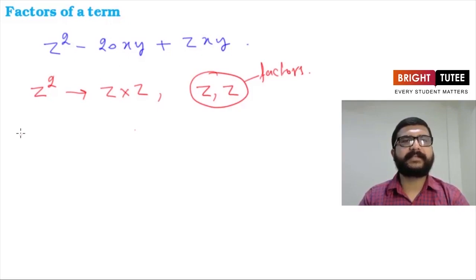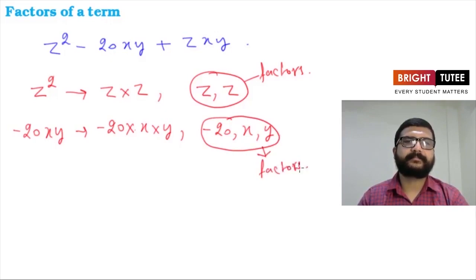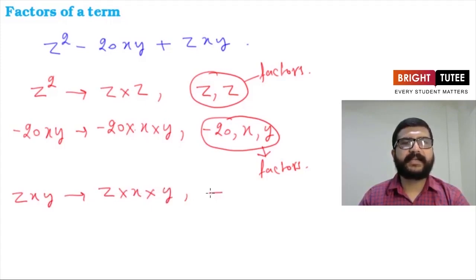Similarly, let's consider the second term. It is minus 20xy. So what are we doing to form this term? We are multiplying minus 20 with x and then with y. So we are using minus 20, x and y. These are the factors of the second term. Now the last term here is zxy. We multiplied z with x and then with y. So the factors are z, x and y. These are the factors.